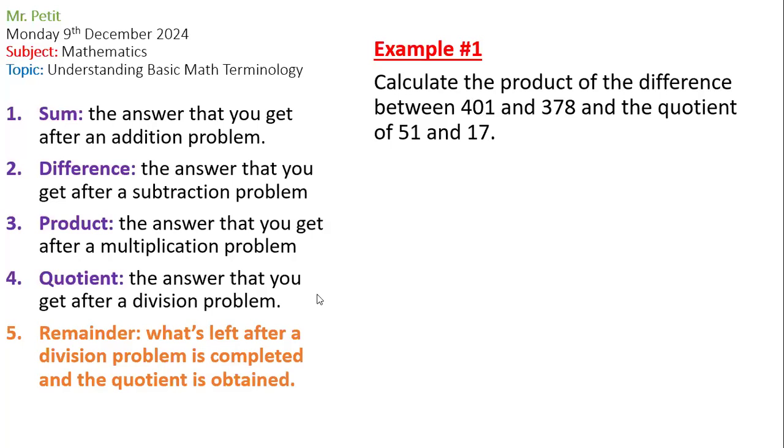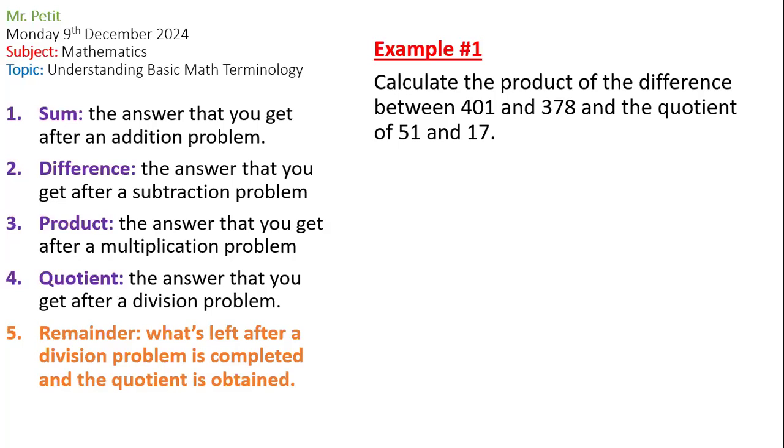It says calculate the product of the difference between 401 and 378 and the quotient of 51 and 17. What's the first thing we're gonna do for this one? Anyone? Subtract. Subtract what? 401 and the 378. Okay. So we're gonna subtract, and then after that, what are we gonna do? Divide 51 and 17, and then we'll be finished? No, sir. What do we do after that?